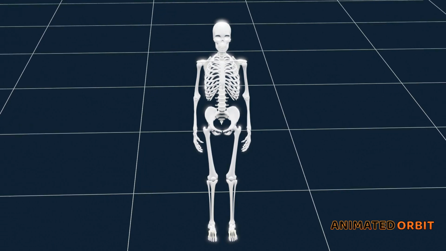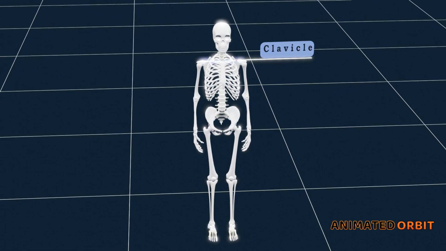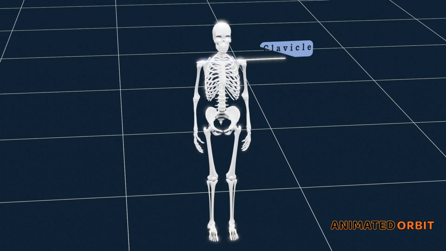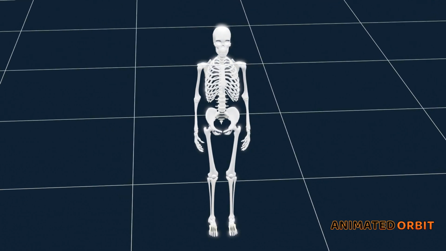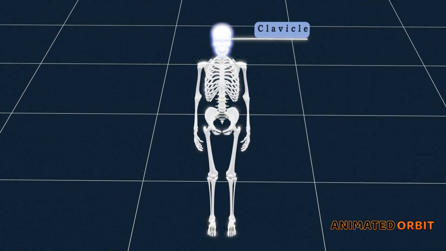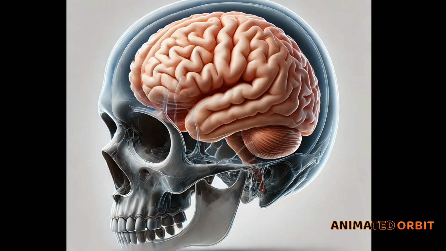The clavicle, also known as the collarbone, is a slender bone that connects the arm to the body, located between the sternum and the scapula. The cranium is the part of the skull that encloses and protects the brain, made up of several fused bones.